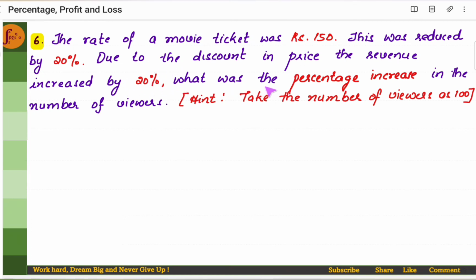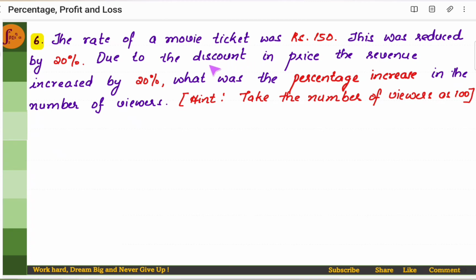Now, we need to find out what is the percentage increase. Since the revenue increased, since the amount that you earned by selling the tickets increased, what was the increase in the number of viewers? This revenue increased because the viewers would have increased, right? Actually, it should have got reduced.